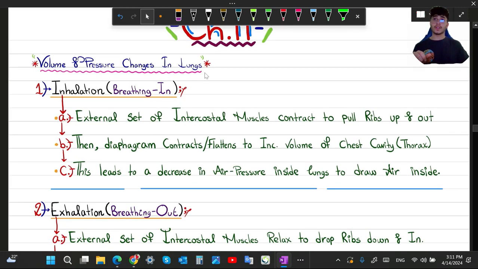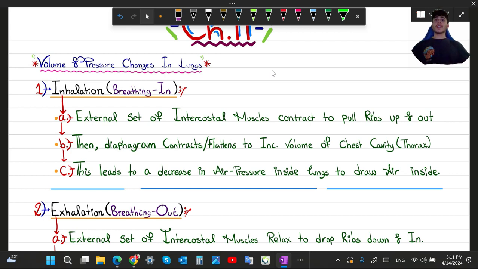Volume and pressure changes in the lungs. Inhalation and exhalation. Inhalation is breathing in. The external set of intercostal muscles, the intercostal muscles on the outside, contract and pull the ribs up and out. So during inhalation, the external set of muscles have contracted and pulled the ribs up and out.